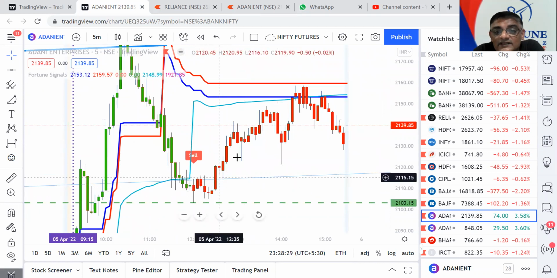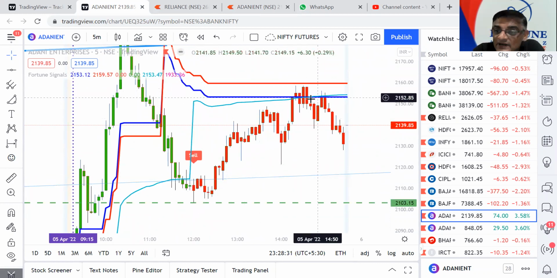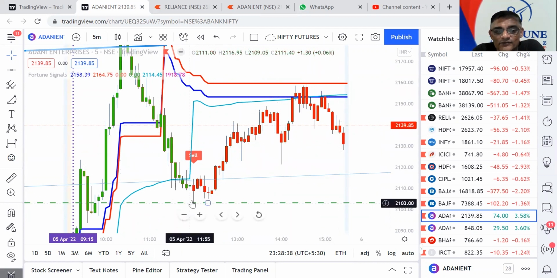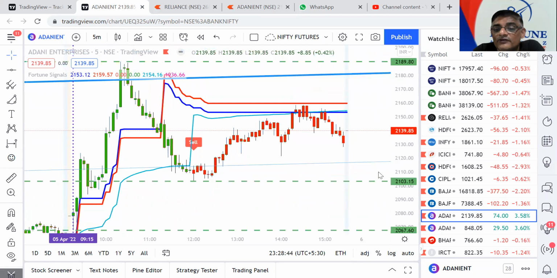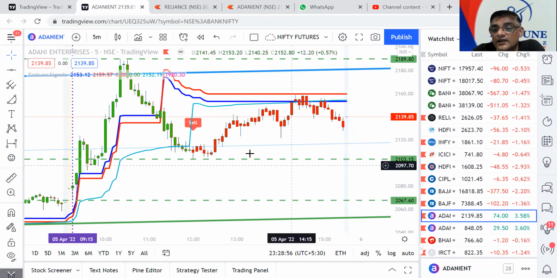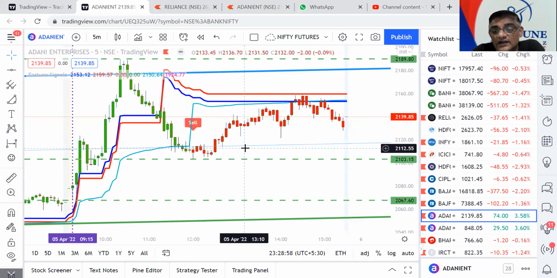Even after doing this, it will go and touch my blue color and red color only. Then only it will fall. That's how the system is made. So as of now, it is not a genuine sell even on 5 minutes. So tomorrow, if it breaks this day's candle low, the sell initiation candle low, which is 2102.95, I will initiate the short position in Adani Enterprises.